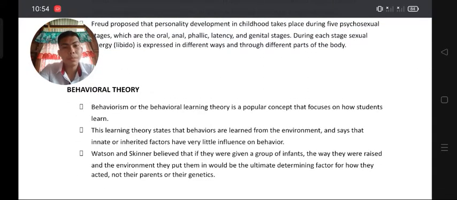Behavioral theory. Behaviorism, or behavioral learning theory, is a popular concept that focuses on how students learn. This learning theory states that behaviors are learned from the environment and says that innate or inherited factors have very little influence on behavior. Watson and Skinner believed that if they were given a group of infants, the way they were raised and the environment they put them in would be the ultimate determining factors for how they act, not their parents or their genetics.